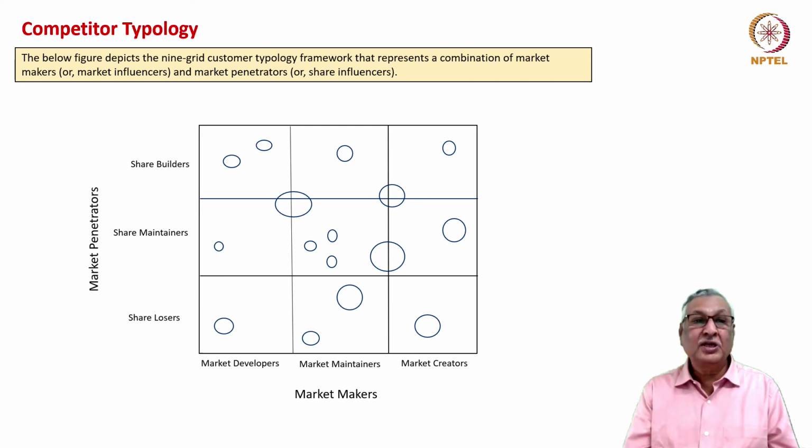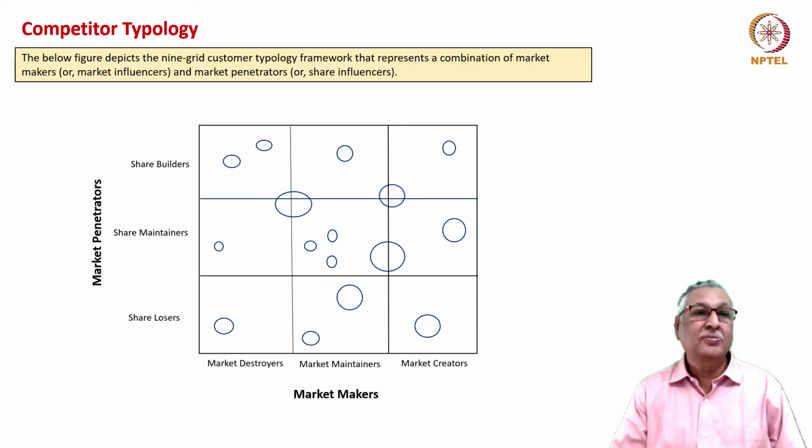So this grid is very helpful for companies to see where they are coming in. So let us discuss the competitor typology in terms of these 9 grids that have been outlined earlier. The X-axis represents the market makers in terms of 3 categories: market destroyers, market maintainers, market creators. And the Y-axis represents market penetrators or the competition players: share losers, share maintainers, and share builders.